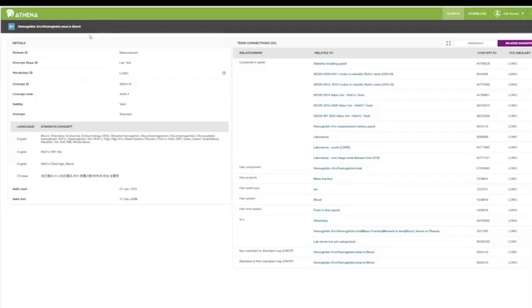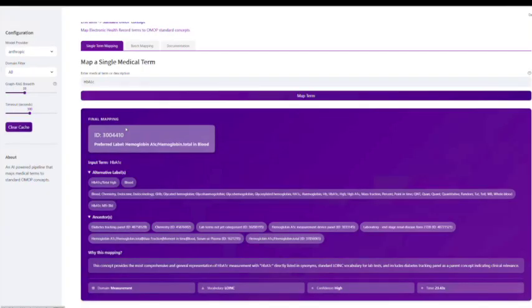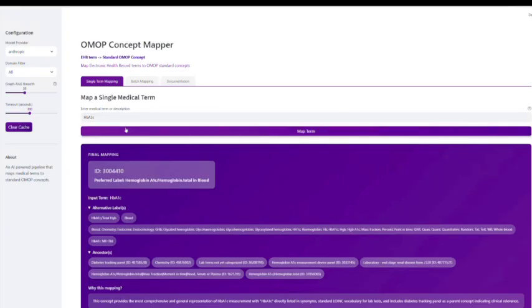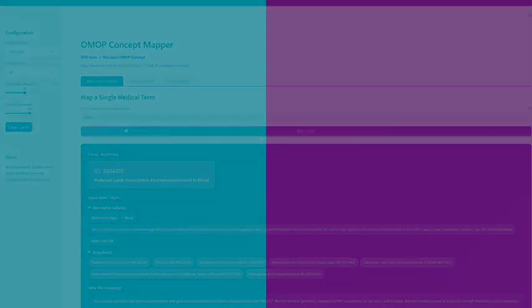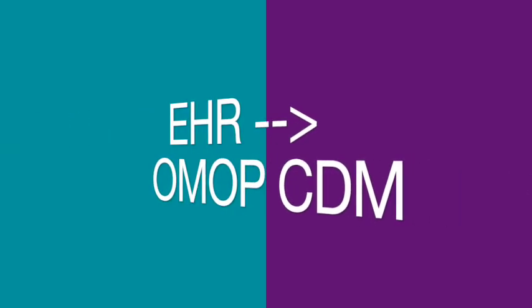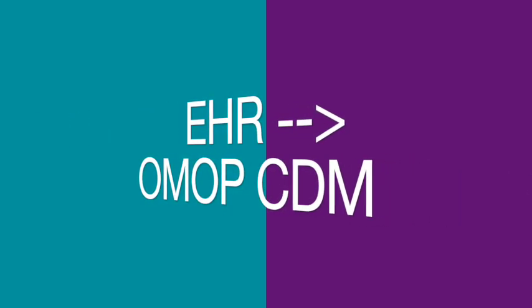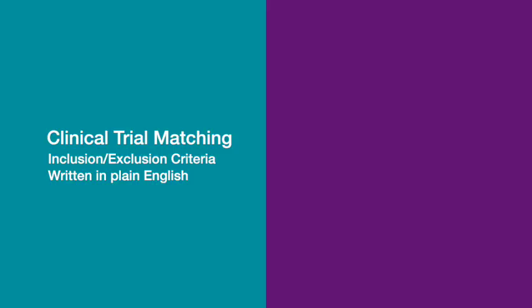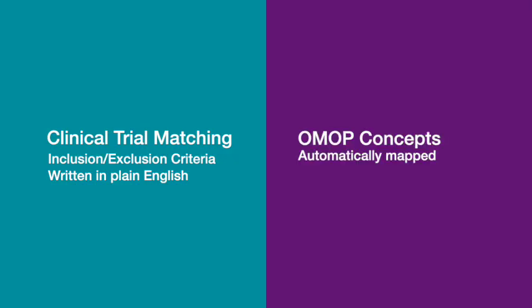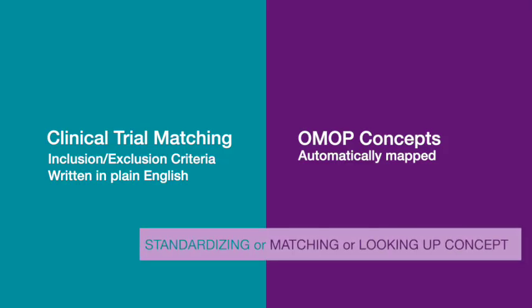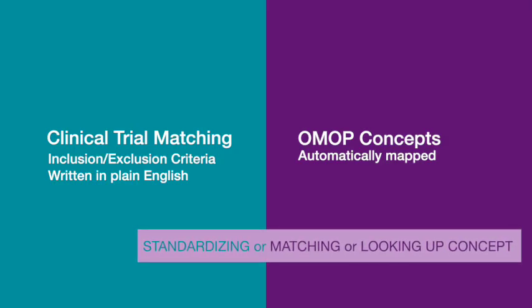In practice, you can use this interface interactively like I'm doing now. Just type in a term and get the mapped concept, or you can run it automatically in bulk. That's how it's typically used, to auto-map local electronic health record data to the OMOP Common Data Model. It can also support clinical trial matching, where inclusion criteria are written in plain language, like patients with elevated creatinine, and the system automatically identifies and maps those terms to OMOP concepts. So whether you're standardizing data, matching trial participants, or just looking up a concept name, this pipeline can handle the mapping automatically and accurately.